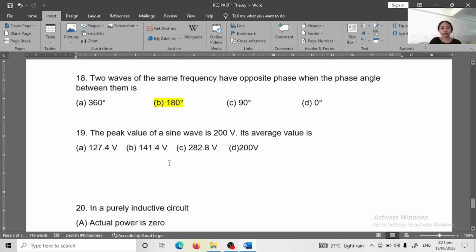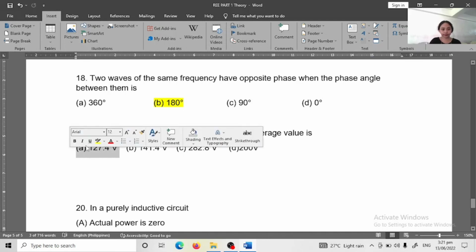So let's proceed to number 19. The peak value of the sine wave is 200 volts. Its average value is A. 127.4 volts, B. 141.4 volts, C. 282.8 volts, D. 200 volts. So the answer is 127.4 volts.